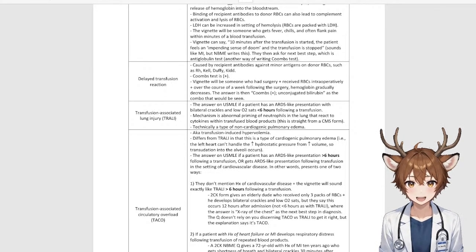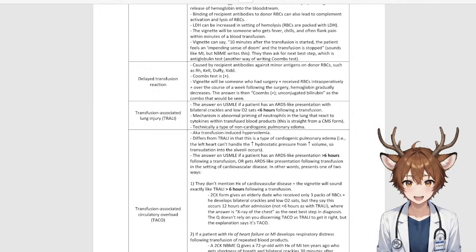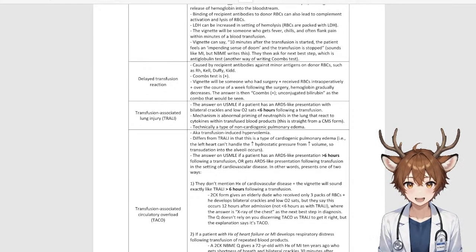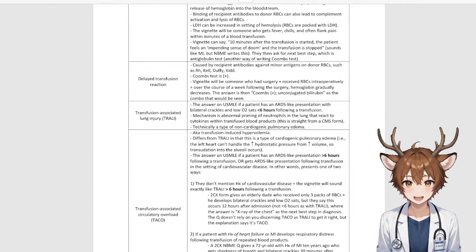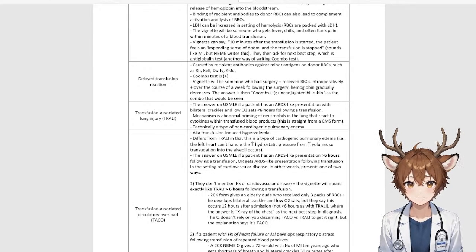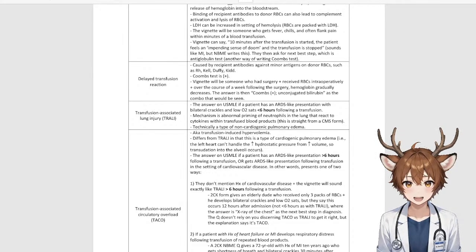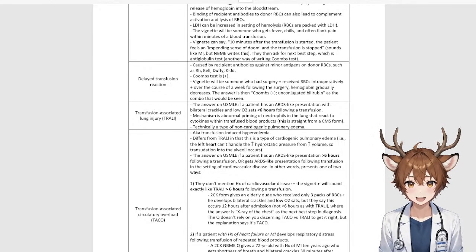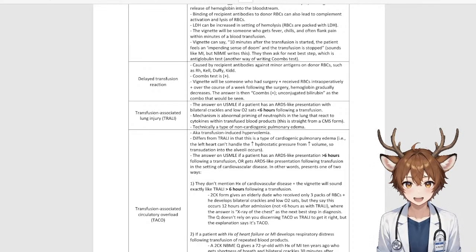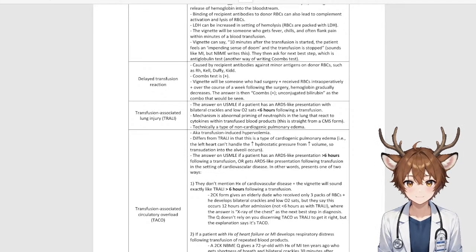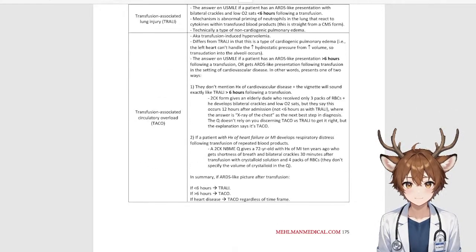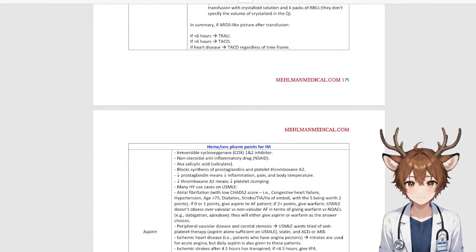Transfusion-associated lung injury, TRALI, T-R-A-L-I. The answer on USMLE if the patient has an ARDS-like presentation with bilateral crackles and low O2 sats less than 6 hours following a transfusion. The mechanism is abnormal priming of neutrophils in the lung that react to the cytokines within transfused blood products. This is straight from a CMS form, technically a type of non-cardiogenic pulmonary edema. Okay.